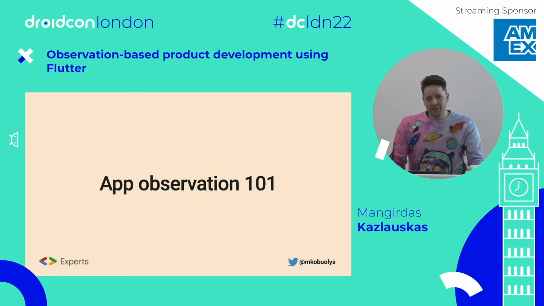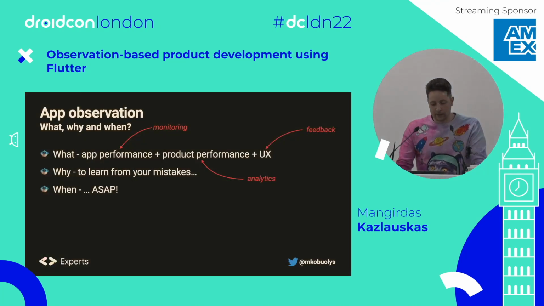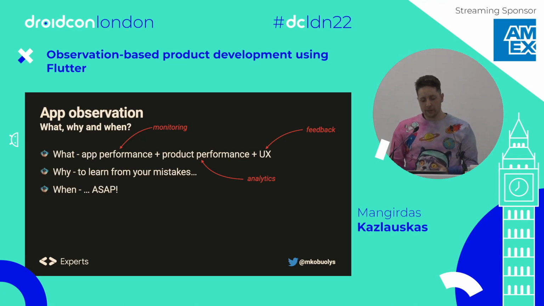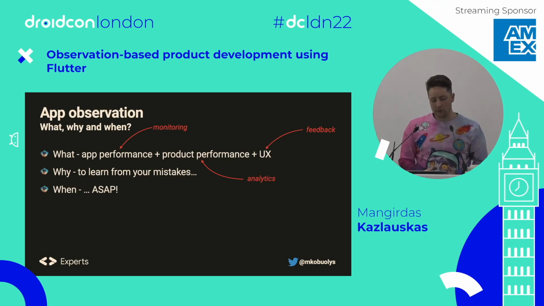Okay, app observation 101. So what is this thing all about? To me, I split app observation into 3 main parts: app performance, product performance, and UX or user experience. App performance is technical app monitoring, measuring all of those geeky metrics like latency, request response times, maybe frame drops, error counts, and whatnot.